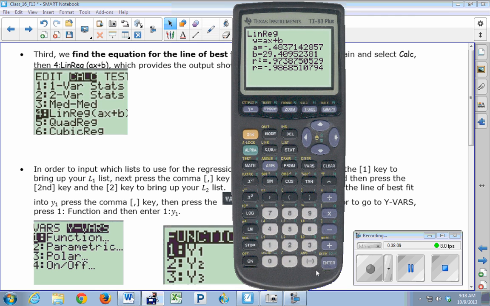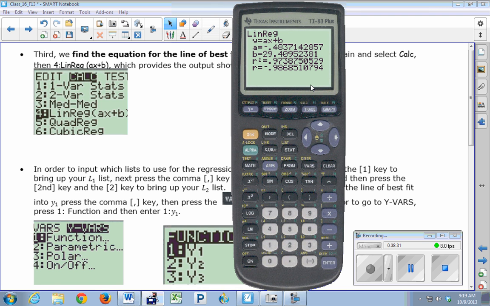Notice they have your line in MX plus B form, but instead of M and B, they call it AX plus B. This is your A, negative 0.4837. That's your slope. Your Y-intercept is 29.4. And what's the R value? Not the R square value. What's the R value?